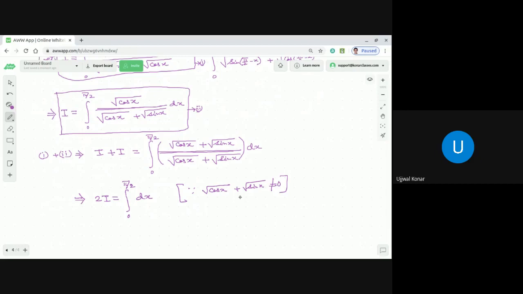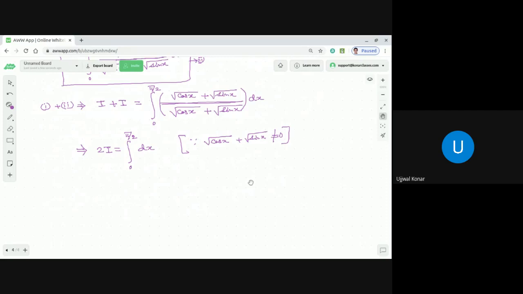Correct? So now it is pretty simple. You remember a few minutes back I said it apparently looks relatively difficult. But if we use the properties of definite integration, it becomes so easy. So from here, 2I is equal to, we know the integration of dx is x, from 0 to pi by 2. So 2I is equal to pi by 2 minus 0. This implies I is equal to pi by 4.